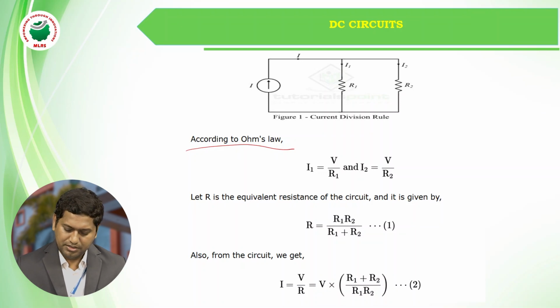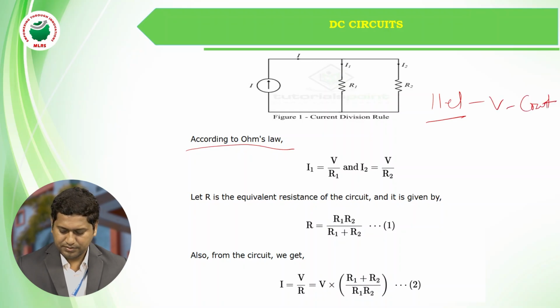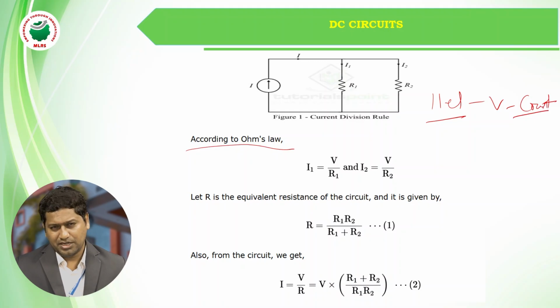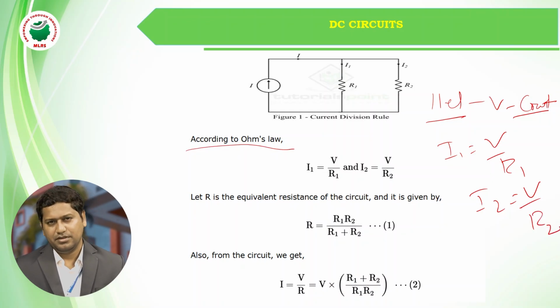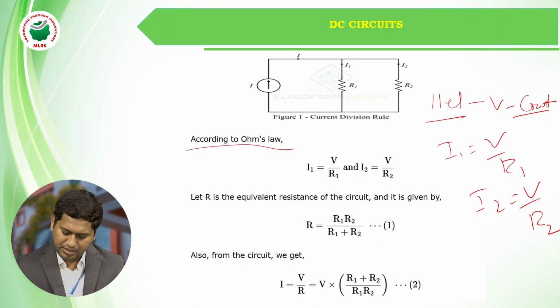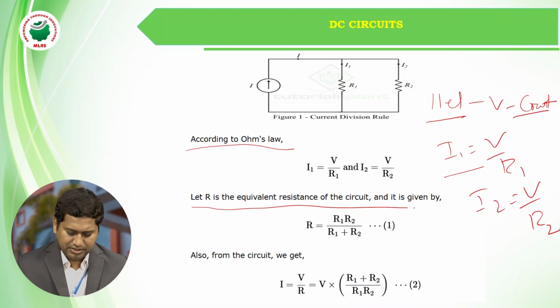So here in parallel, what is happening? Voltage is constant, so current is getting divided. Here I1 will be equal to V by R1, and I2 is equal to V by R2. Okay, I1 is equal to V by R1, I2 is equal to V by R2. So we need to find out the equivalent resistance.